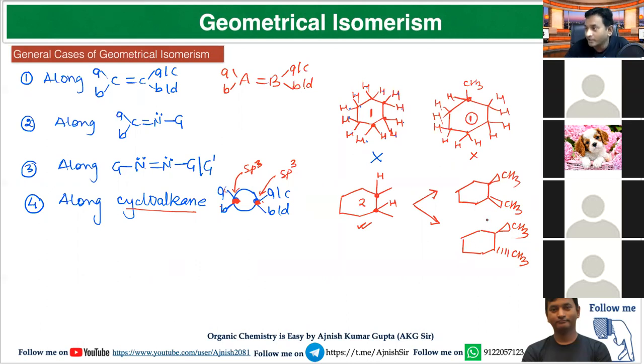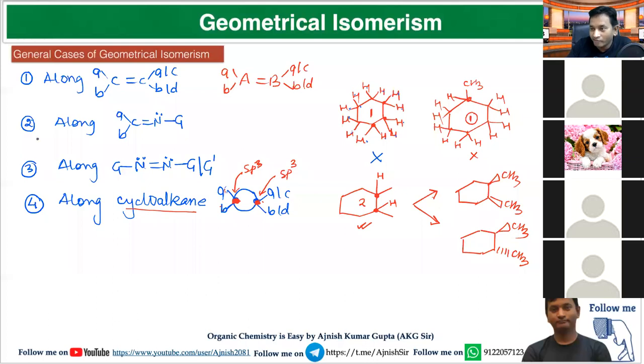Both have the same IUPAC name, 1,2-dimethyl cyclohexane, but the stereochemistry of the two molecules is different. In the first case, both methyl groups are on the same side, but in the second case, they are on different sides. So the stereochemistry of the first and second are different, but the IUPAC name is the same. So they are stereoisomers of 1,2-dimethyl cyclohexane. Is it clear to everyone?